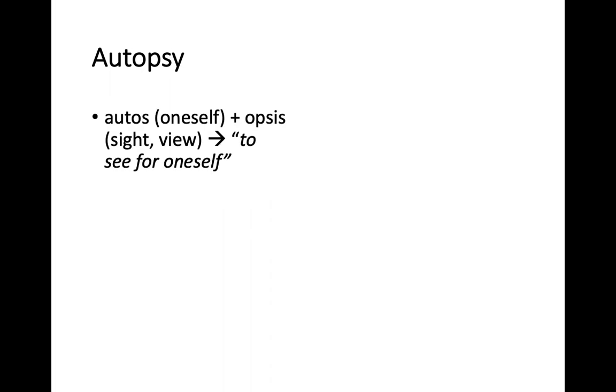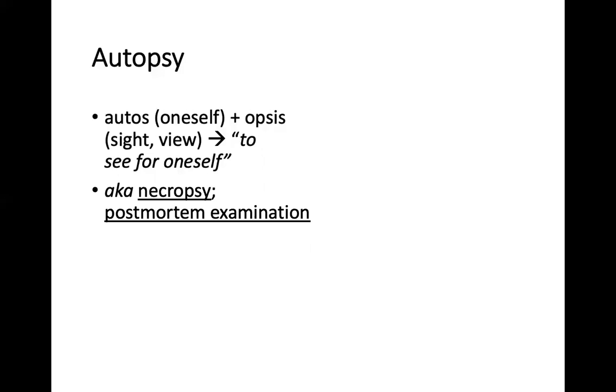Okay. Next. Okay. So what is autopsy? Autopsy is derived from the words, no, autos and opsis. Autos, which means oneself, and opsis, which means sight or to view. So ibig sabihin, it is to see for oneself. And it's also known as, excuse me po, it is also known as necropsy or postmortem examination.